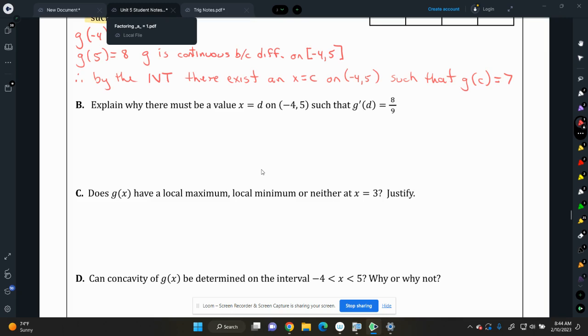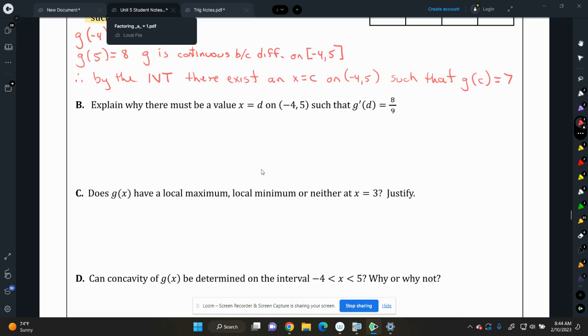Okay. Well, let's see. This is 8/9. g of 5, that's 8. g of -4, that's 0/9. So we get 8/9 equals 8/9. So the instantaneous rate of change is equal to the average rate of change. So we have to state something about the theorem now, right?